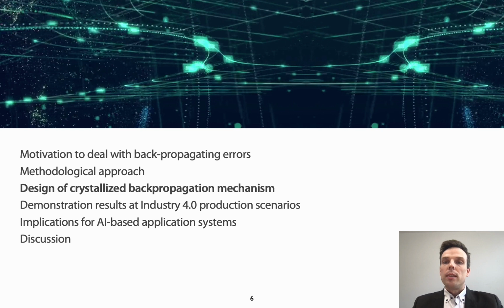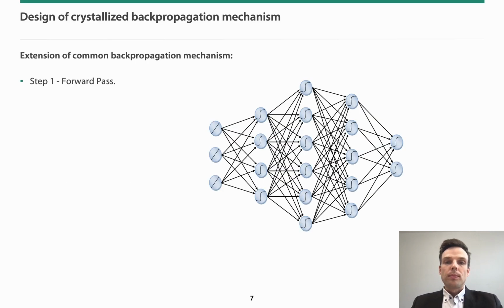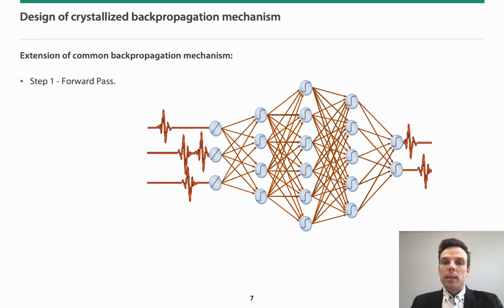So let's come to the design of crystallized backpropagating errors. The design of crystallized backpropagation mechanism is oriented to common backpropagation mechanisms. In the first step, signals are fed into the artificial neural network and passed from neuron to neuron. Step 2. Error determination.